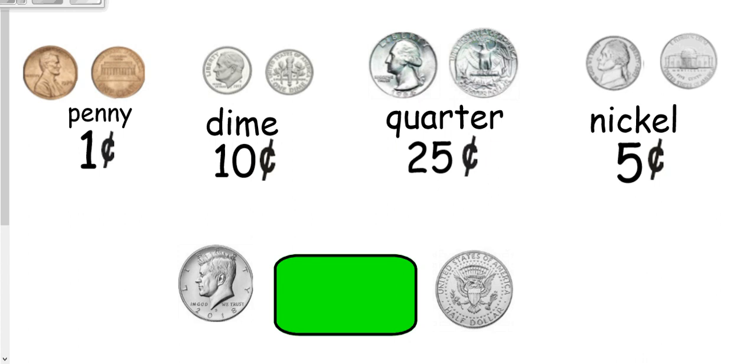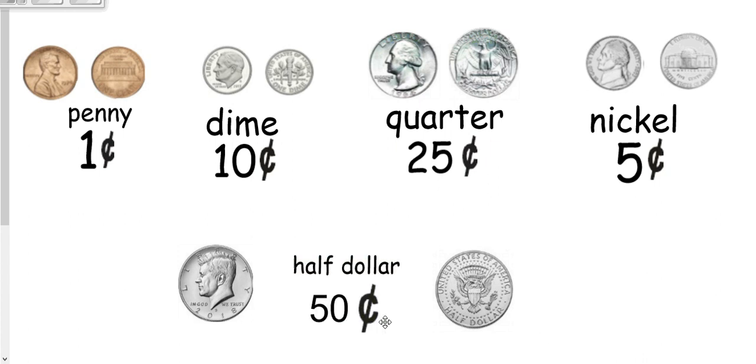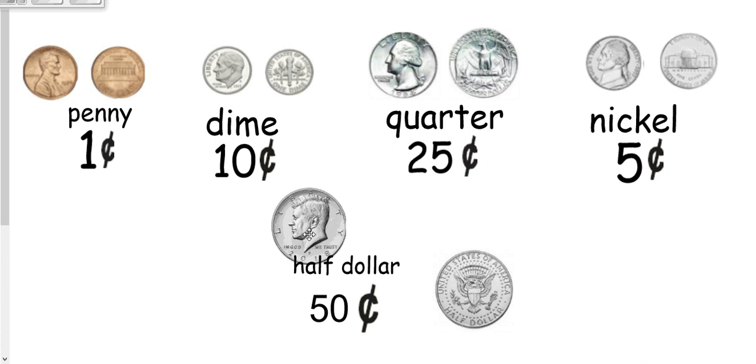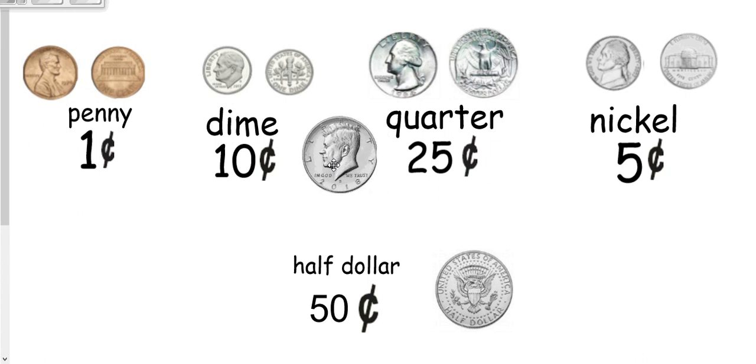Down here we have a half dollar. A half dollar is worth 50 cents each. A half dollar is a coin that sometimes my friends get tricked with. Sometimes they think that this is a quarter.